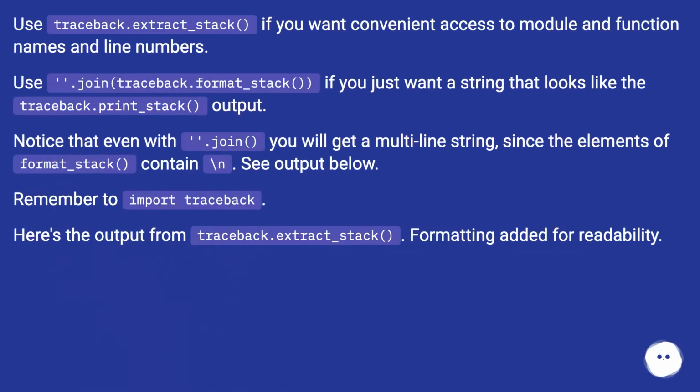Use traceback.extract_stack if you want convenient access to module and function names and line numbers. Use ''.join(traceback.format_stack()) if you just want a string that looks like the traceback.print_stack output. Notice that even with .join, you will get a multi-line string, since the elements of format_stack contain \n. See output below. Remember to import traceback.